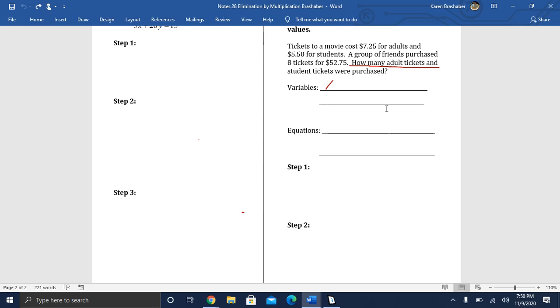And so I'm going to just use X. You could use an A if you wanted to. So X equals the number of adult tickets. And you want to be sure that you describe what it is that you're finding. And you can do that many, many times just by finding the question. So then the next question is, how many student tickets were purchased? So we'll use Y to represent the number of student tickets.